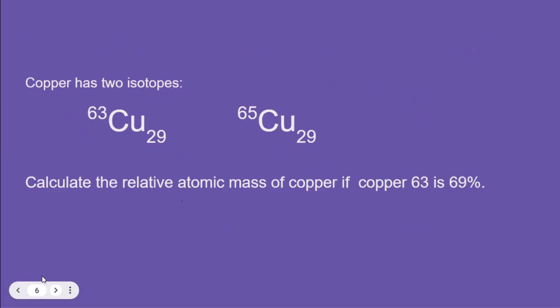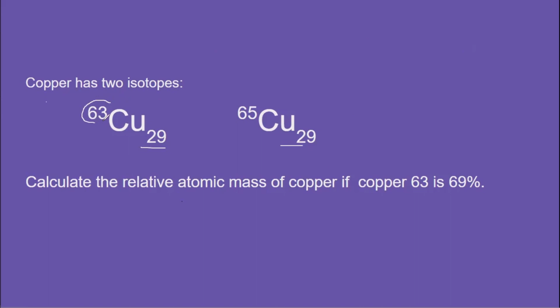Now see, we have copper, which has two isotopes. You can see both of the isotopes have atomic number 29. But one has atomic mass 63, the other has atomic mass 65. And now they are saying that the copper with atomic mass 63 is 69%. So calculate the relative atomic mass. How will we understand the percentage of the other one? How will we do the calculation?